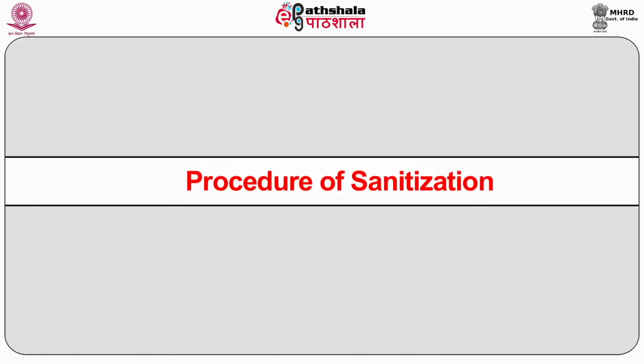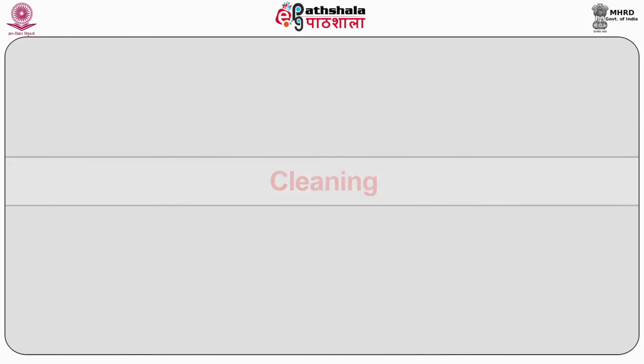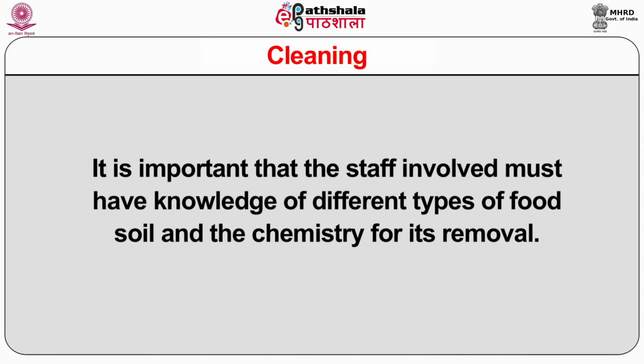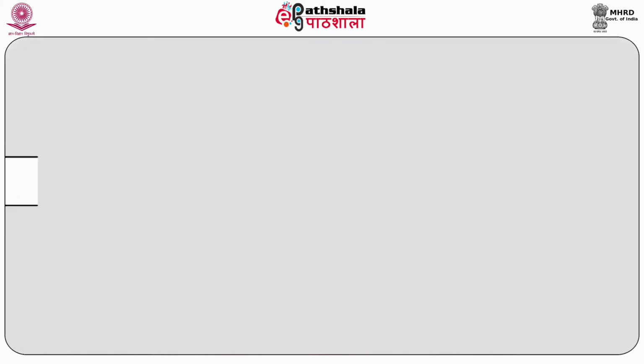Now, we are going to discuss the procedure of sanitization. Sanitization involves cleaning. First of all, we need to use appropriate detergent or chemicals under recommended conditions for complete removal of food soil. It is important that the staff involved must have knowledge of different types of food soil and the chemistry for its removal. Rinse. The second step is to wash thoroughly all types of equipment and tools required in food handling before sterilization.